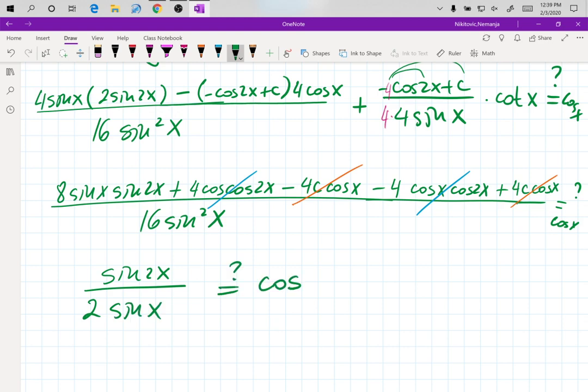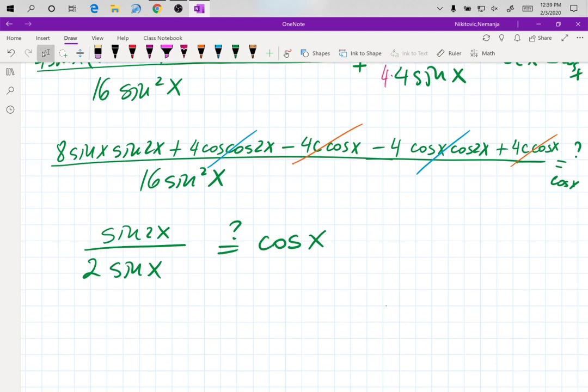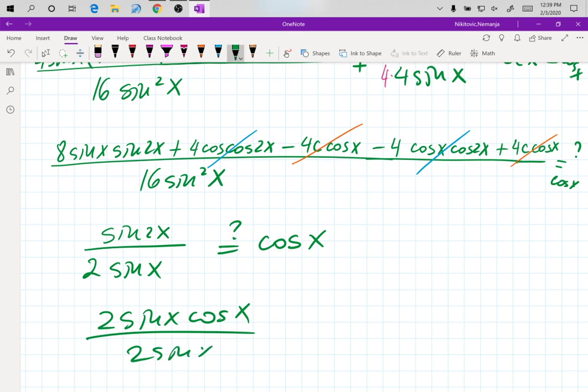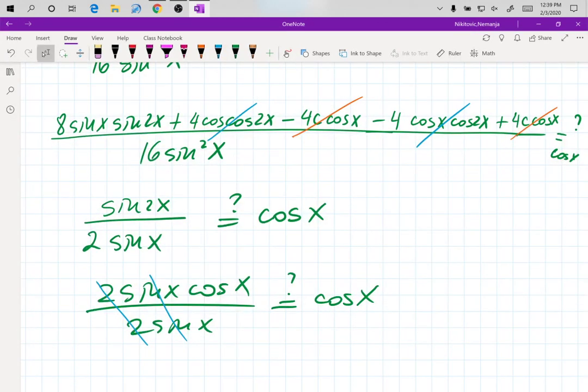Yep. Sine 2x is 2 sine x cosine x divided by 2 sine x equals cosine x. Kill, kill. Cosine equals cosine. Woohoo. Done.